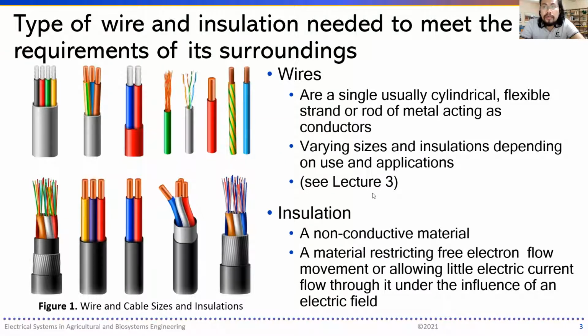In the wire and cable world, there are many types commercially available in the market, and they are dependent on the uses and applications because each would suit a specific need. In Figure 1, shown are the different wires and cables that are just representative of the actual commercially available ones. And the sizing was discussed already in lecture 3.